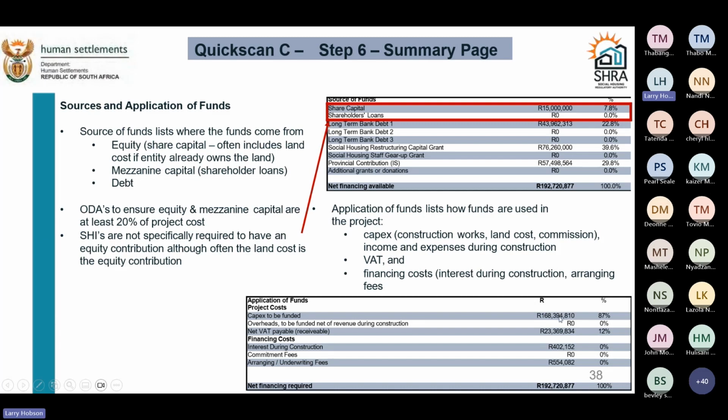So that 192 million is being spent on the 168 capex, and there's 23 million of that, which you would then get back. The VAT is like a revolving credit account within your development profile. And I'll show you how that works when we get there. We can't make any adjustments to it, but it's in the financing sheet in the quick scan C.